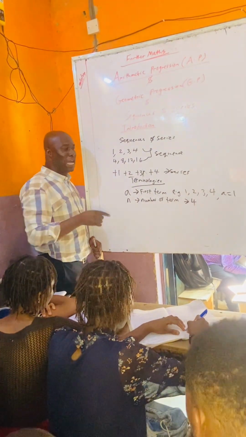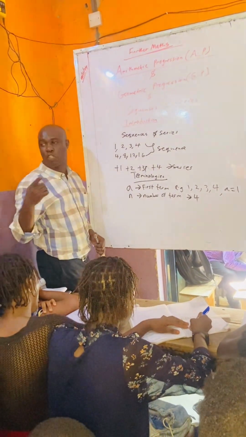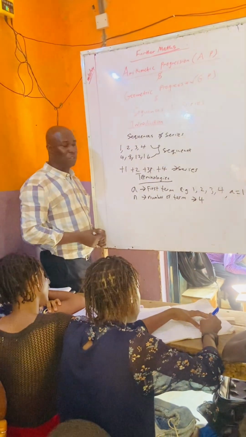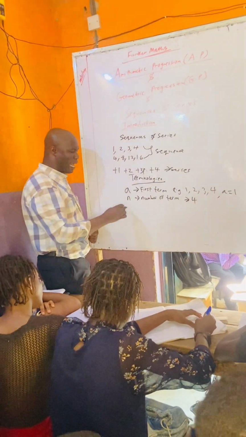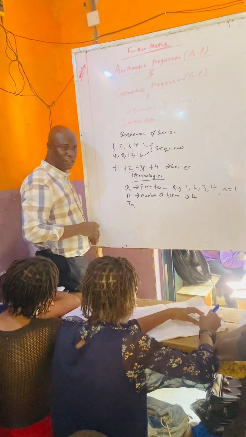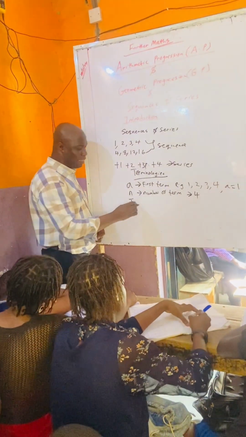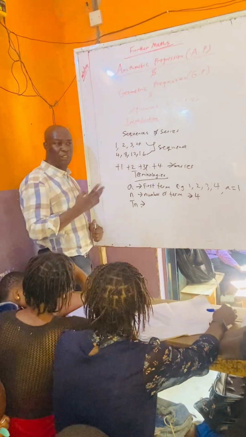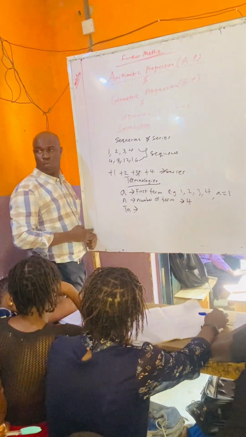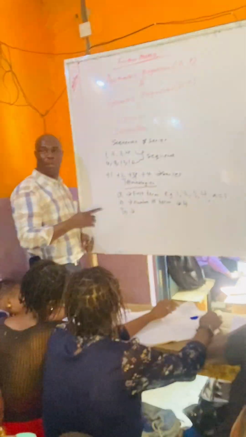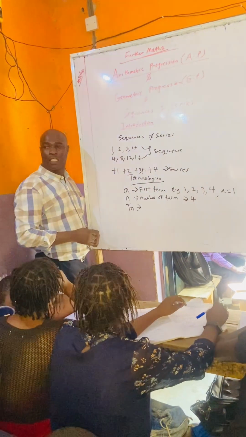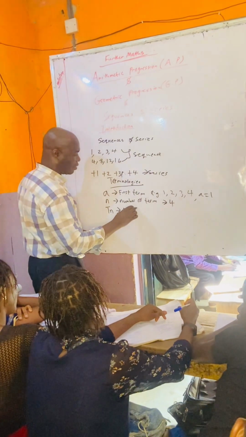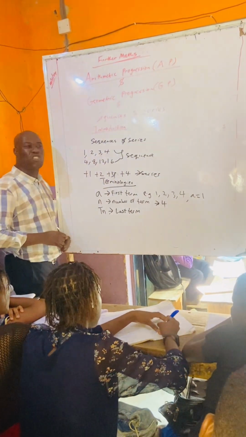So if they now ask you what is the fourth number there? The fourth number is going to be 4. Good. So you'll be seeing a figure like Tn. This Tn, at times students will mistakenly take it for number of terms. No. N alone is what says number of terms. But Tn means last term. What did I say? Last term. We don't want to say last number.